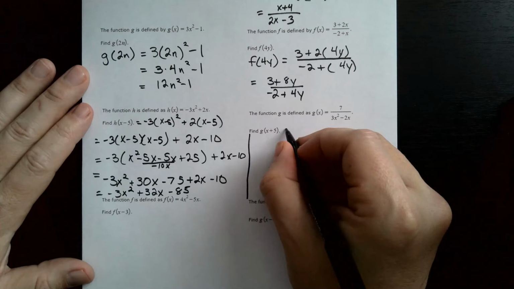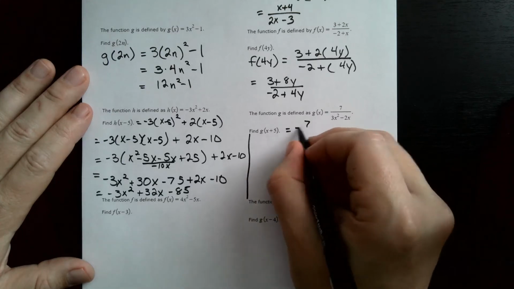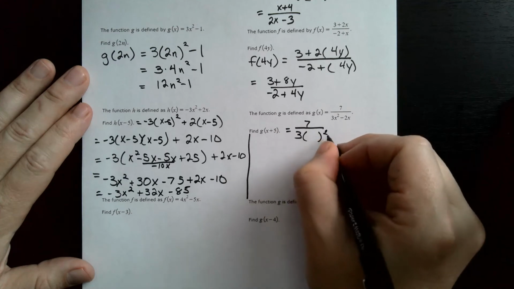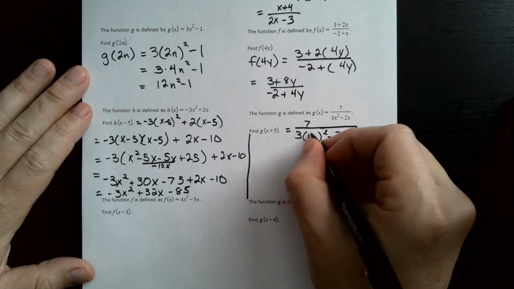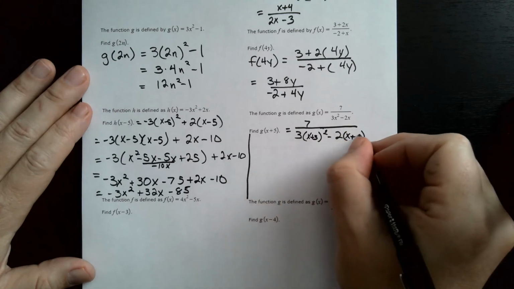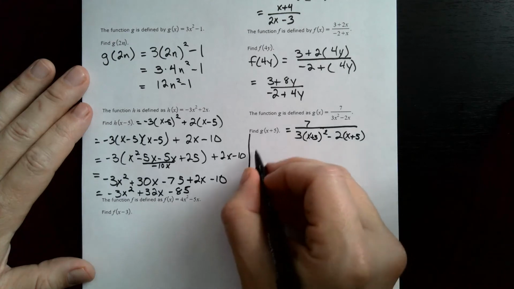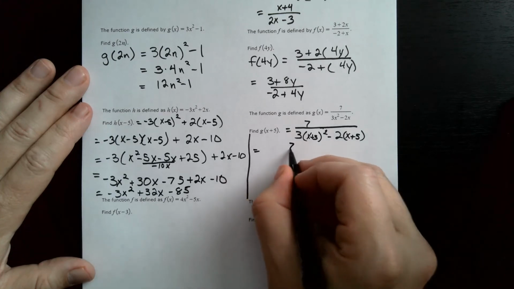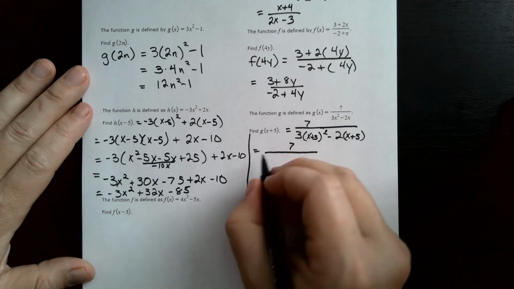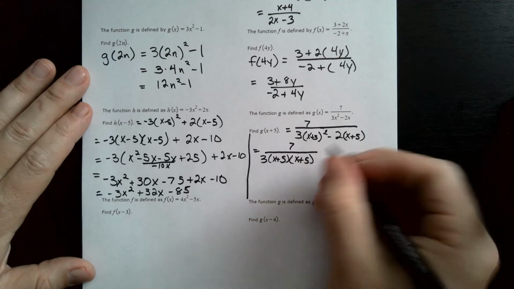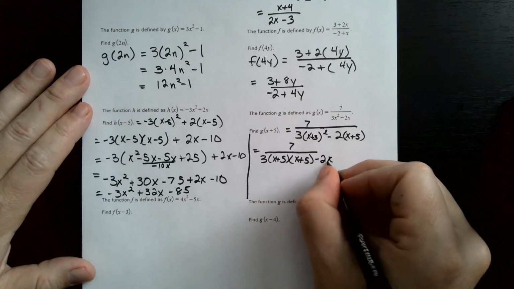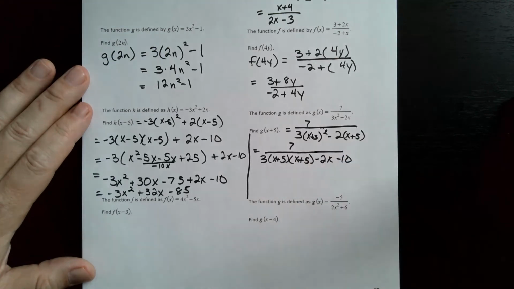Okay, we're going to replace the x with an x plus 5. So that's going to be 7 divided by 3 times parentheses squared minus 2 parentheses. And then I'll put an x plus 5 in both of these. Okay, so that gives me 7 on top divided by 3 times x plus 5 times x plus 5. That's the square part. Minus 2x minus 10, kind of similar to the last one.